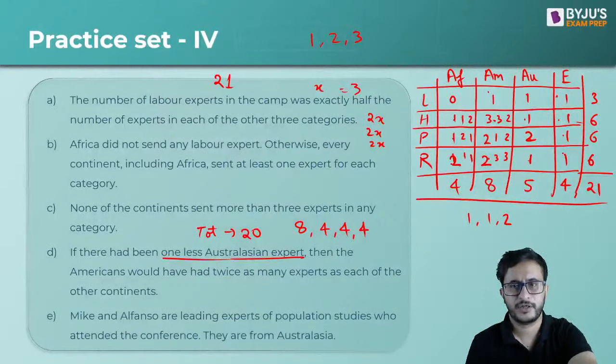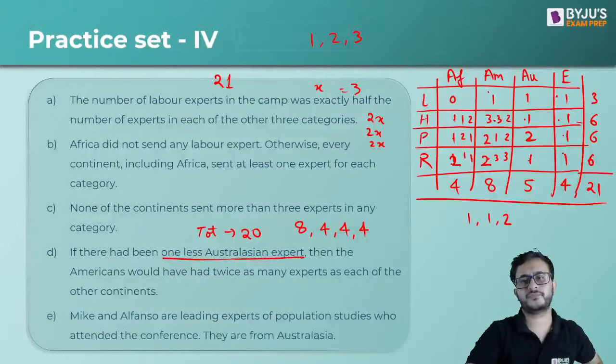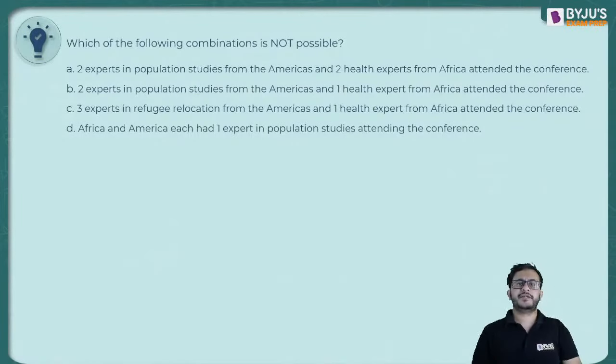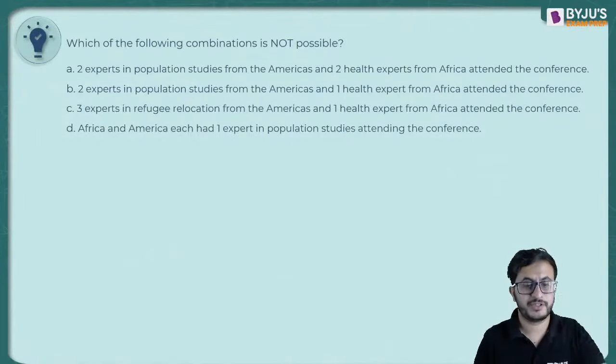AMH should be 3? No, it can be 2 also. Is it given somewhere? America, this health could be 2 also. Third case, so if you take this 2, 2, 1, 1, 6. So there are 3 possible solutions. Which of the following combinations is not possible? So we've got 3 possible solutions.